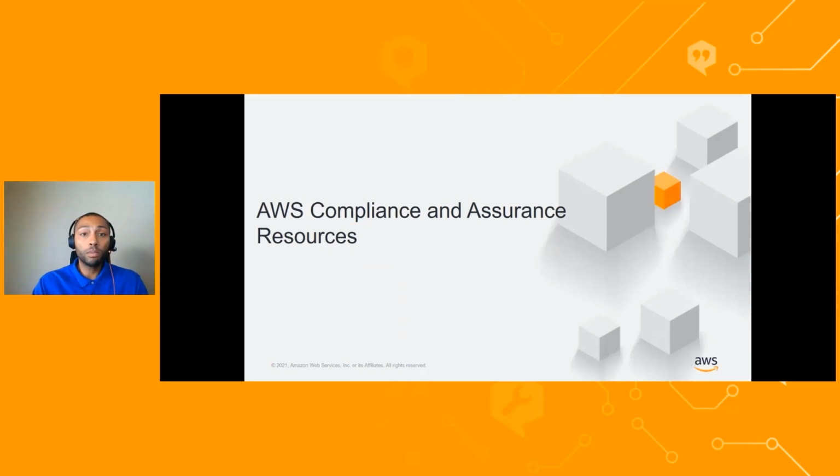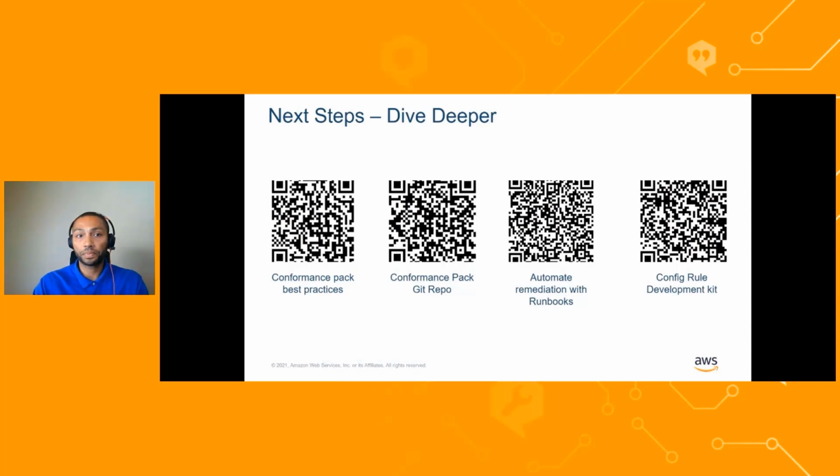So there are some resources that we would like to make available to you that we think could help as you take this journey on becoming compliant and rolling out your compliance framework. So let's take a look at those. There are four in particular. One you'll see to the left is the Conformance Pack Best Practices. We also have a Git repo with conformance packs that you can go ahead and leverage. There is a blog post about remediating with runbooks automatically.